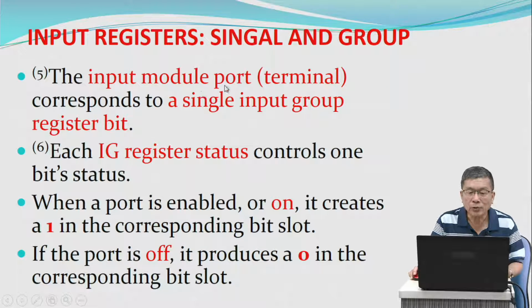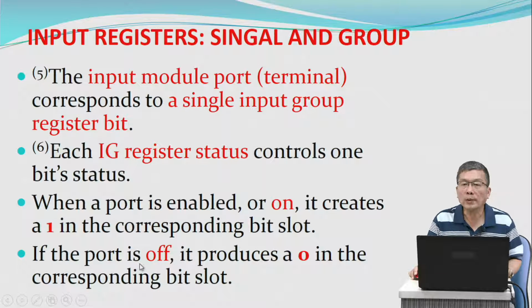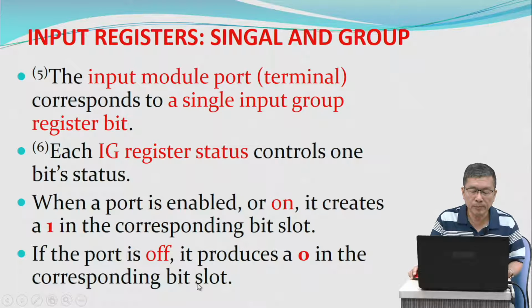The input module port or terminal corresponds to a single input group register bit. Each IG register status controls one bit status. When a port is enabled or on, it creates a 1 in the corresponding bit slot. If the port is off, it produces a 0 in the corresponding bit slot.